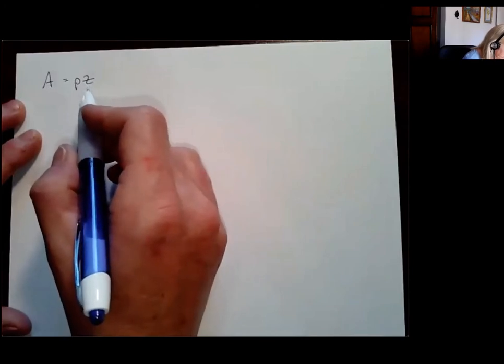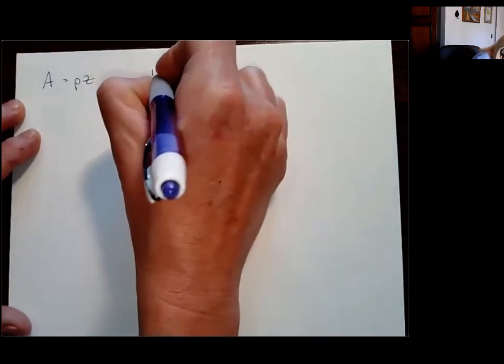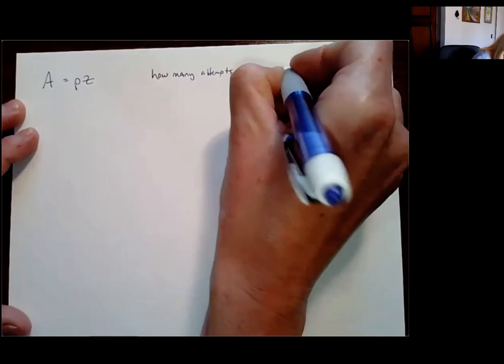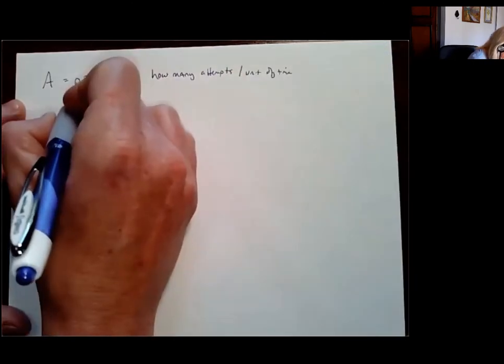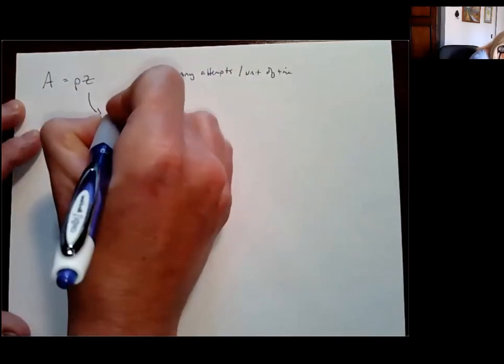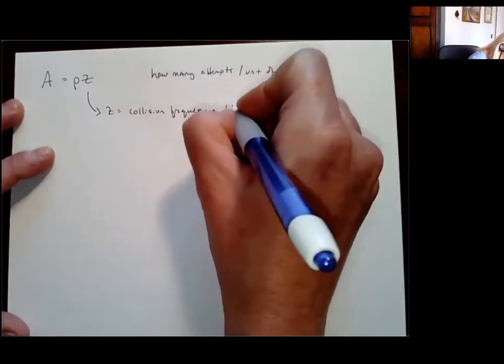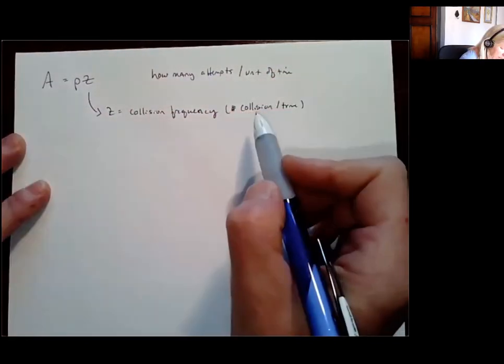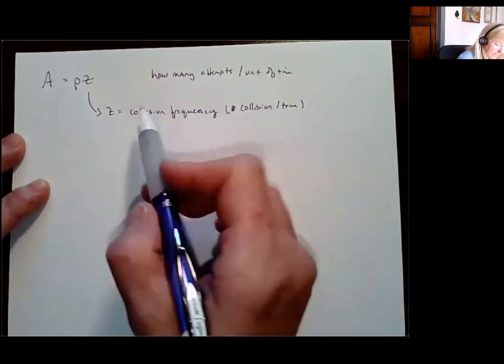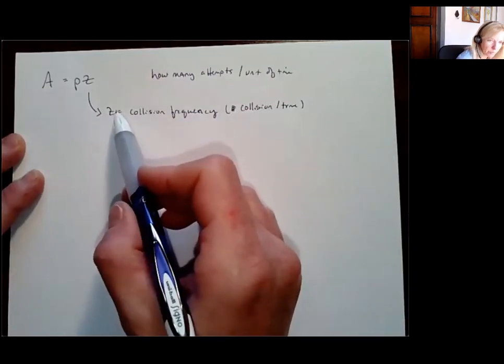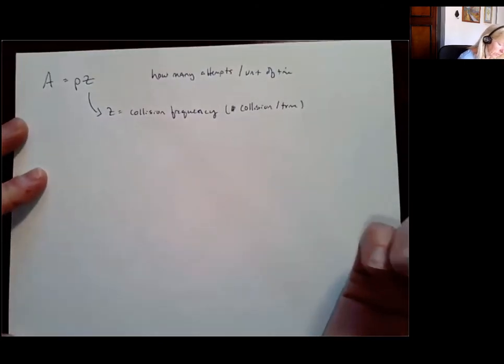It has these two things. Remember, it's how many attempts per unit of time, and it contains both of these things. The first one is called Z, which is the collision frequency: the number of collisions per time. How many times are those things colliding? As Z goes up, you're going to have more opportunity to have a successful collision.